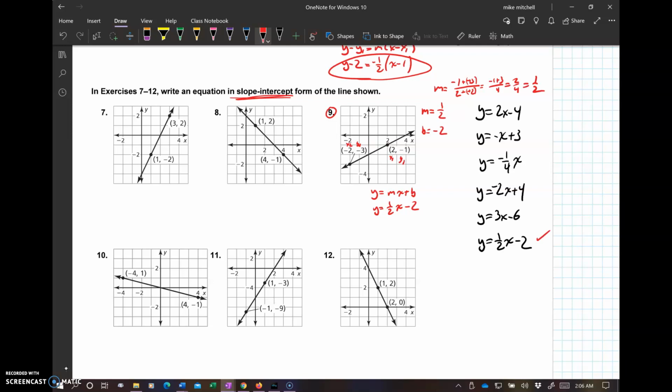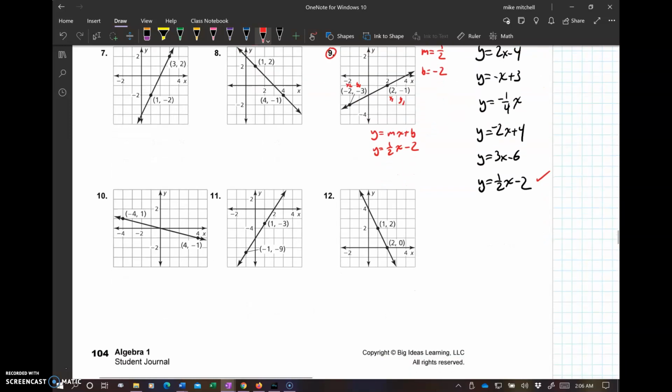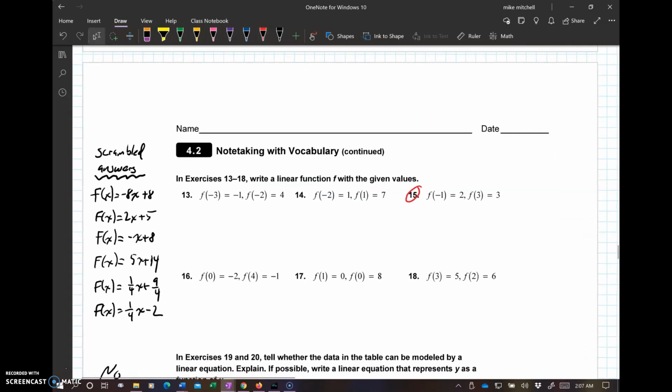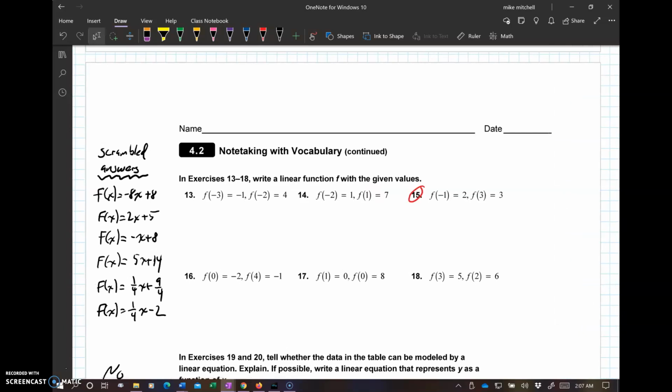Same thing you did in chapter 8. We've done some of those on IXL. Hopefully those are getting more familiar to you. Now this is the same thing. It's just a little messier. Now we're going to take this one a little further.